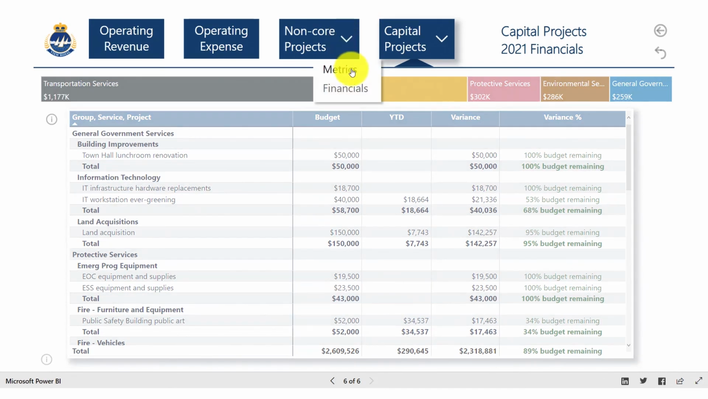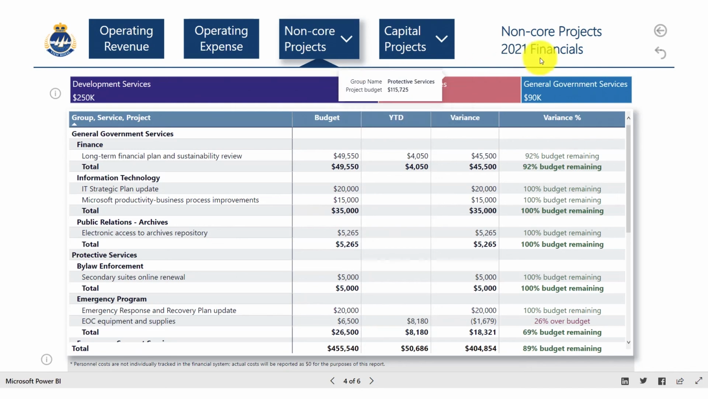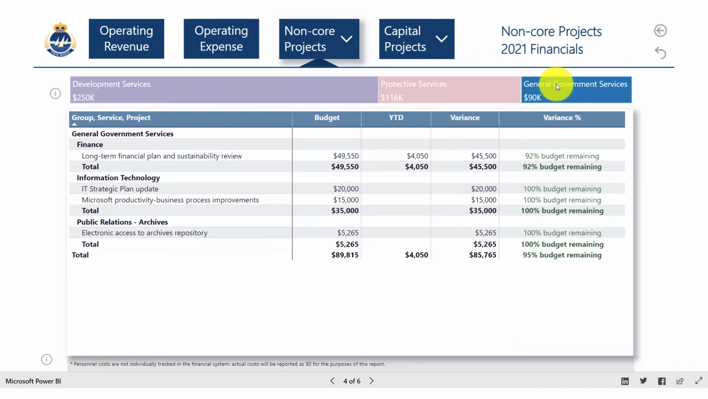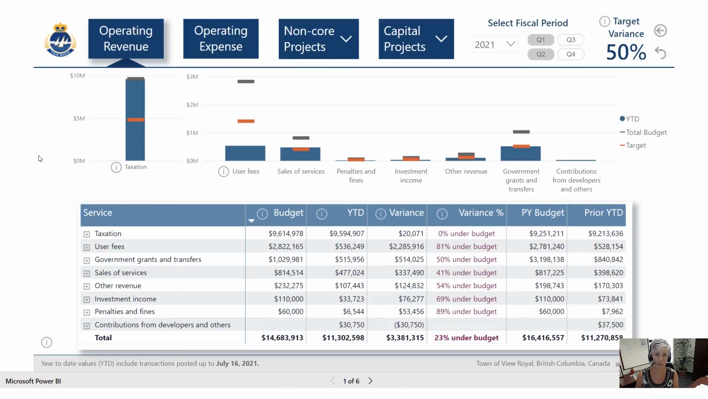The non-core projects financial report works exactly the same way. You can filter down by each of the individual services to list only those projects and see the budgets and year-to-dates. When you're done, you can close your browser, or you can click on the logo to return to View Royal's homepage. So that's it for the first iteration of our Budget Variance Dashboard.